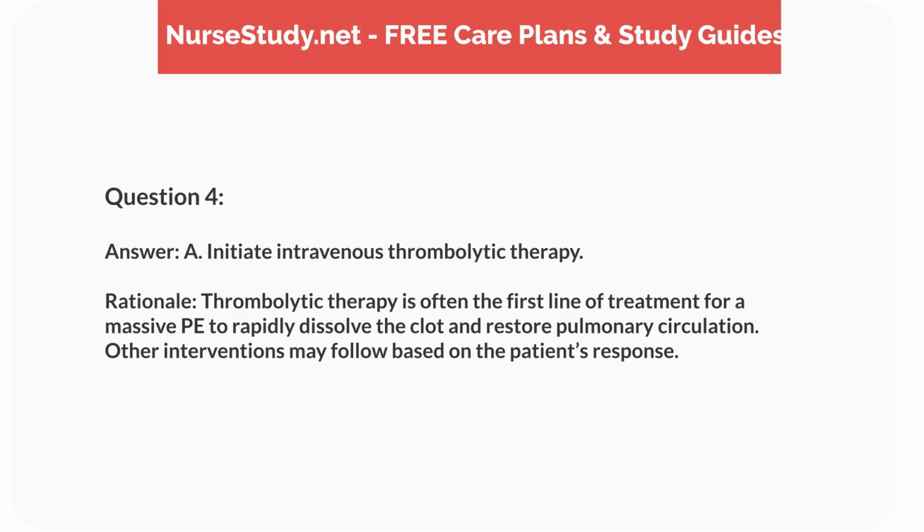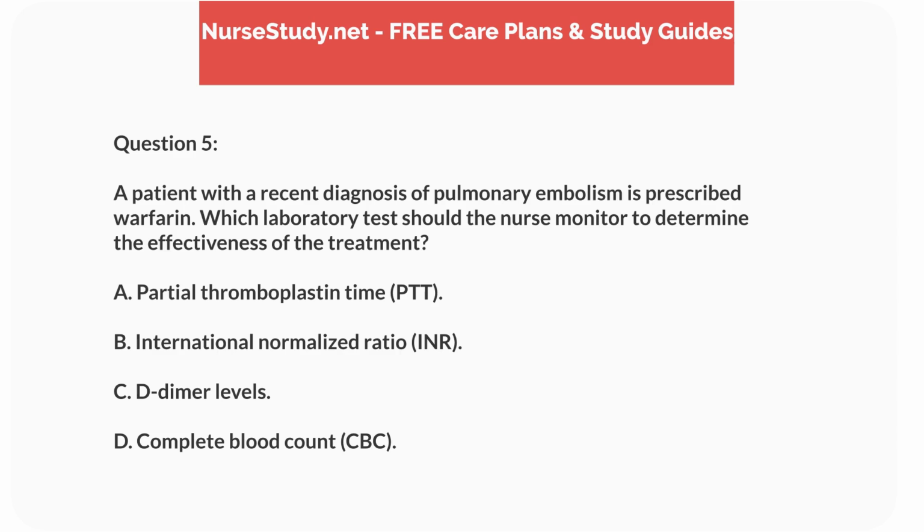Rationale: thrombolytic therapy is often the first line of treatment for a massive PE to rapidly dissolve the clot and restore pulmonary circulation. Other interventions may follow based on the patient's response. Question 5. A patient with a recent diagnosis of pulmonary embolism is prescribed warfarin. Which laboratory test should the nurse monitor to determine the effectiveness of the treatment?